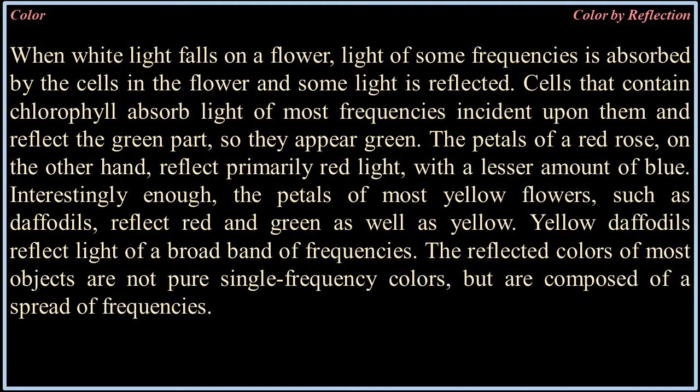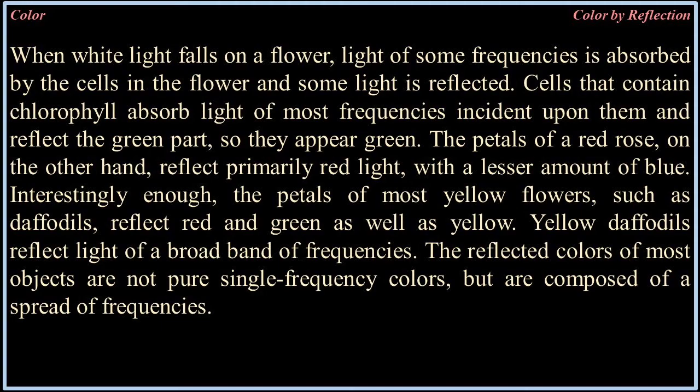When white light falls on a flower, light of some frequencies is absorbed by the cells in the flower and some light is reflected. Cells that contain chlorophyll absorb light of most frequencies incident upon them and reflect the green part, so they appear green. The petals of a red rose, on the other hand, reflect primarily red light with a lesser amount of blue. Interestingly enough, the petals of most yellow flowers, such as daffodils, reflect red and green as well as yellow. Yellow daffodils reflect light of a broader band of frequencies.